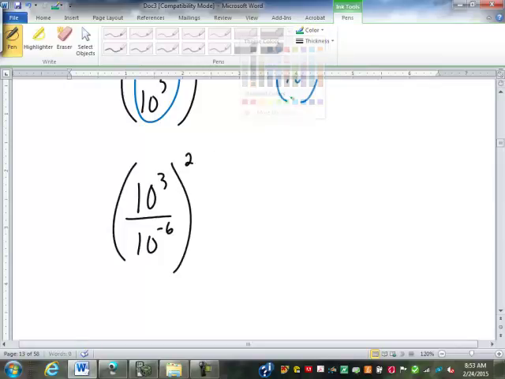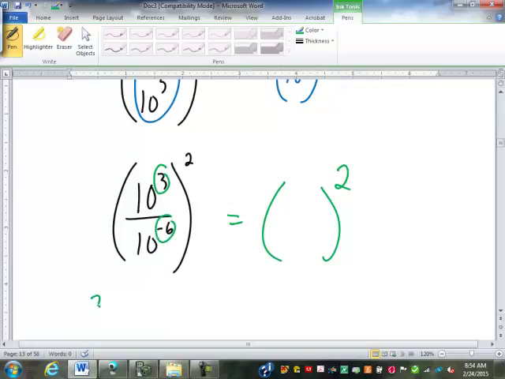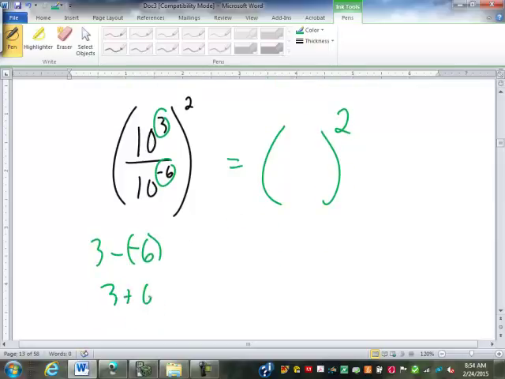What do we do here? Careful. It's going to be 3 minus a negative 6, right? We divide or subtract. 3 minus a negative 6 becomes 3 plus a positive 6, or 9. So that'll be 10 to the 9. The negatives get you, don't they? Then that's 10 to the 9th squared, so it's 9 times 2 is 10 to the 18th.